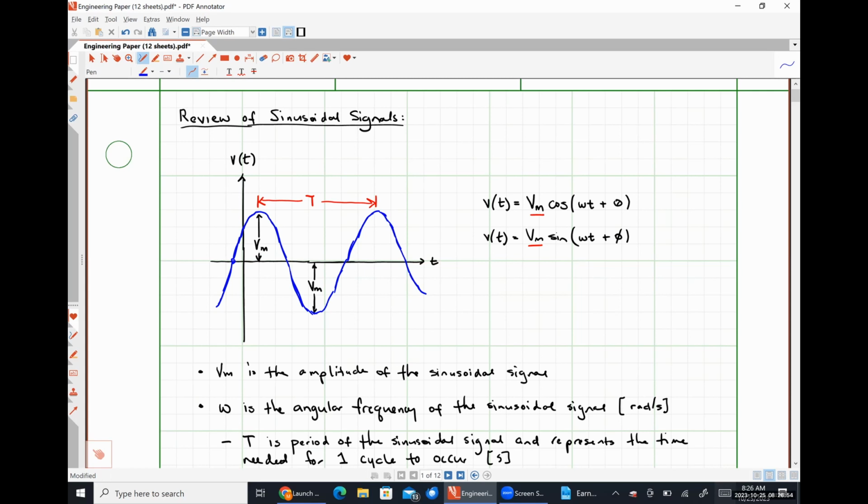For example, it's 0 at that side. What if you chose the other side? So if I chose this point right here, for instance, that would be indicative of a negative sine function because it is 0 and decreasing at that point in time, right?